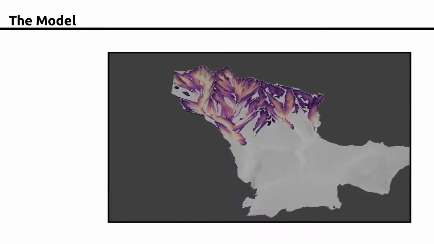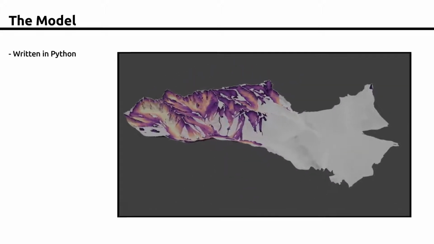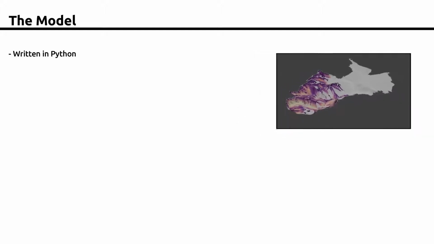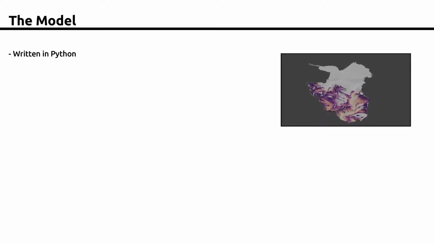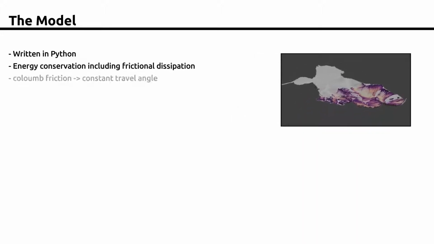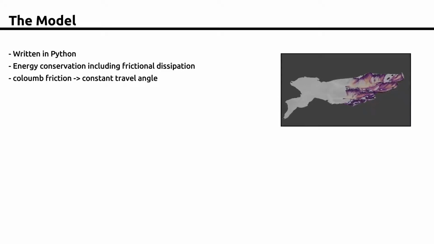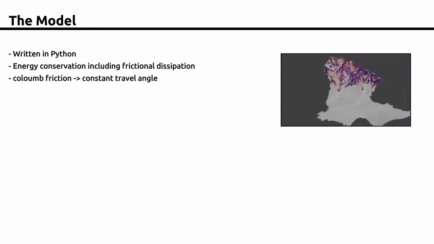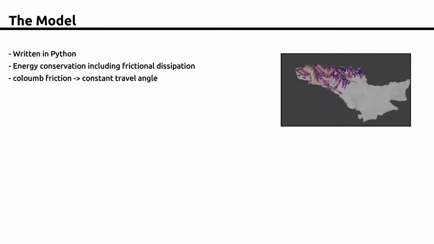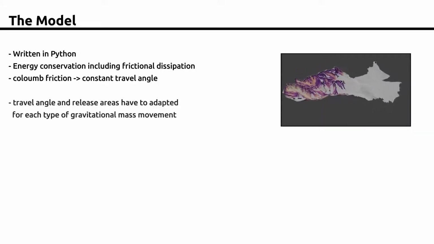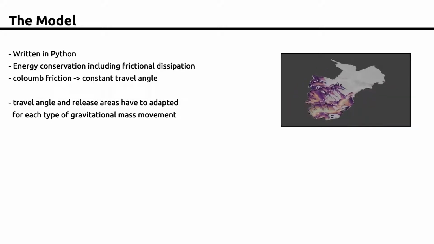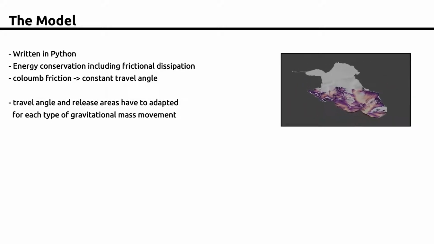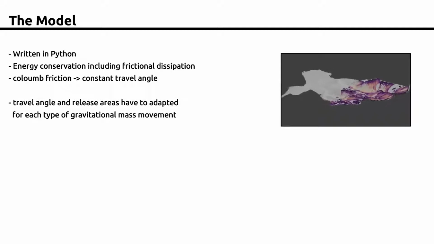Let's talk about the model. The model is written in Python to keep it easy adjustable. The runout routine of FlowPy is based on the principles of energy conservation, including frictional dissipation assuming simple Coulomb friction, leading to a constant travel angle. Potential release areas and the corresponding travel angle have to be adapted for each type of gravitational mass movement.